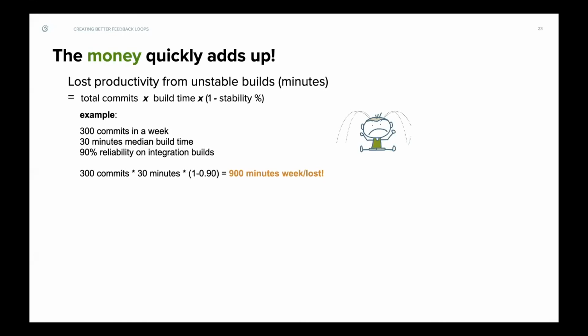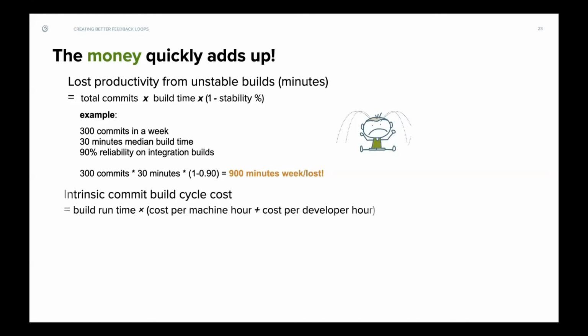I'll give you some examples here. 300 commits made by your development team in a week. It takes 30 minutes for that build to cycle through, and 90% reliability on that entire process. So if you're looking at a hypothetical example like this, you're actually missing out on 900 minutes per week. Engineers are expensive, same with every other person on the team that's waiting for that feedback.